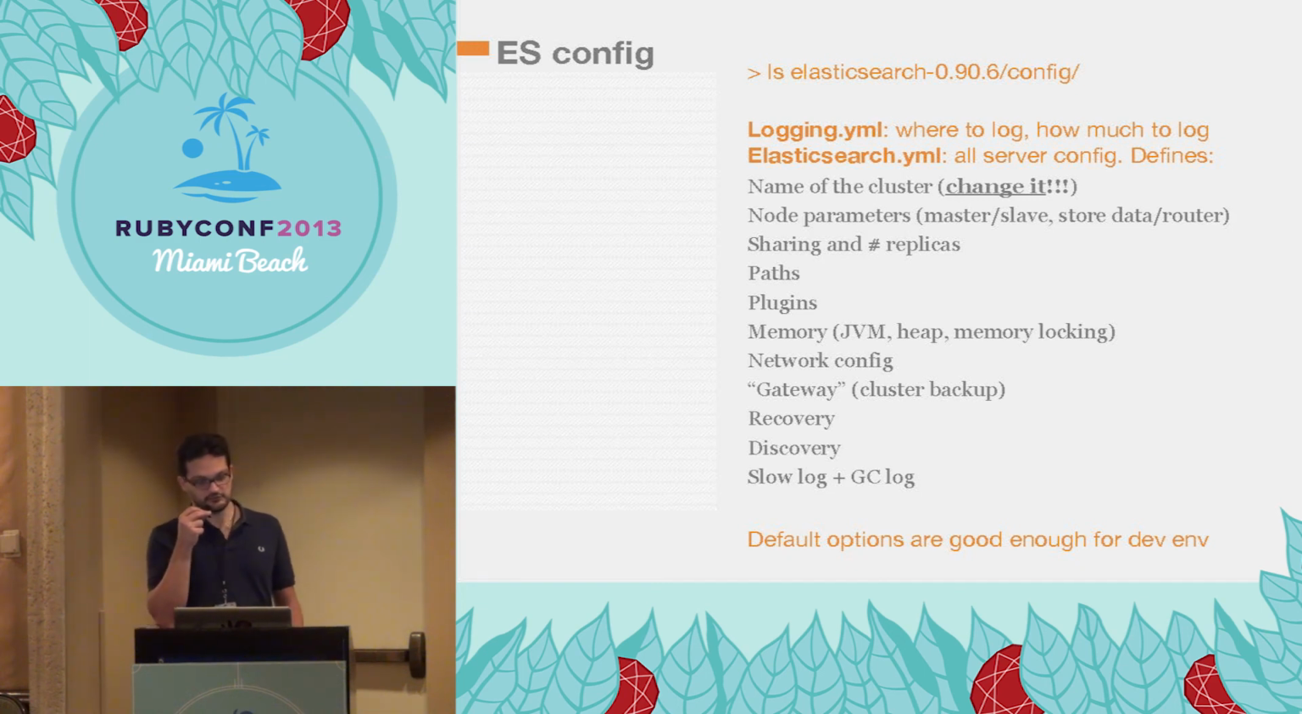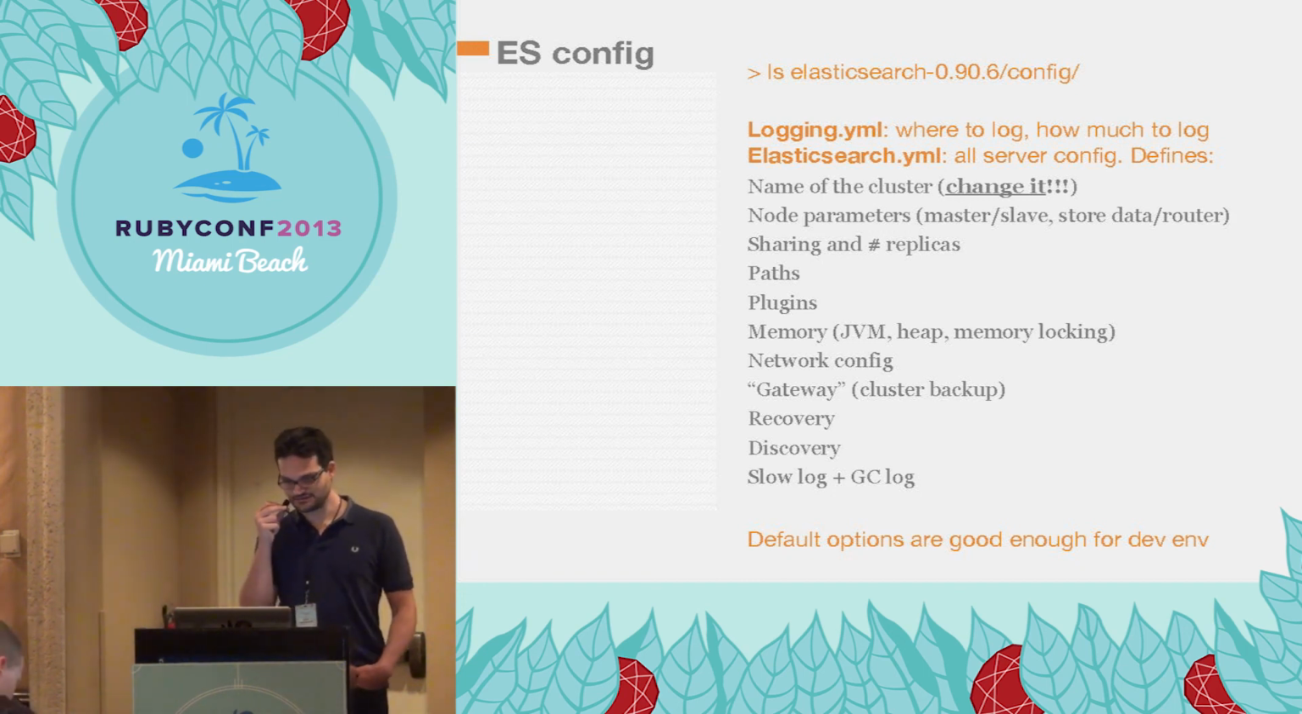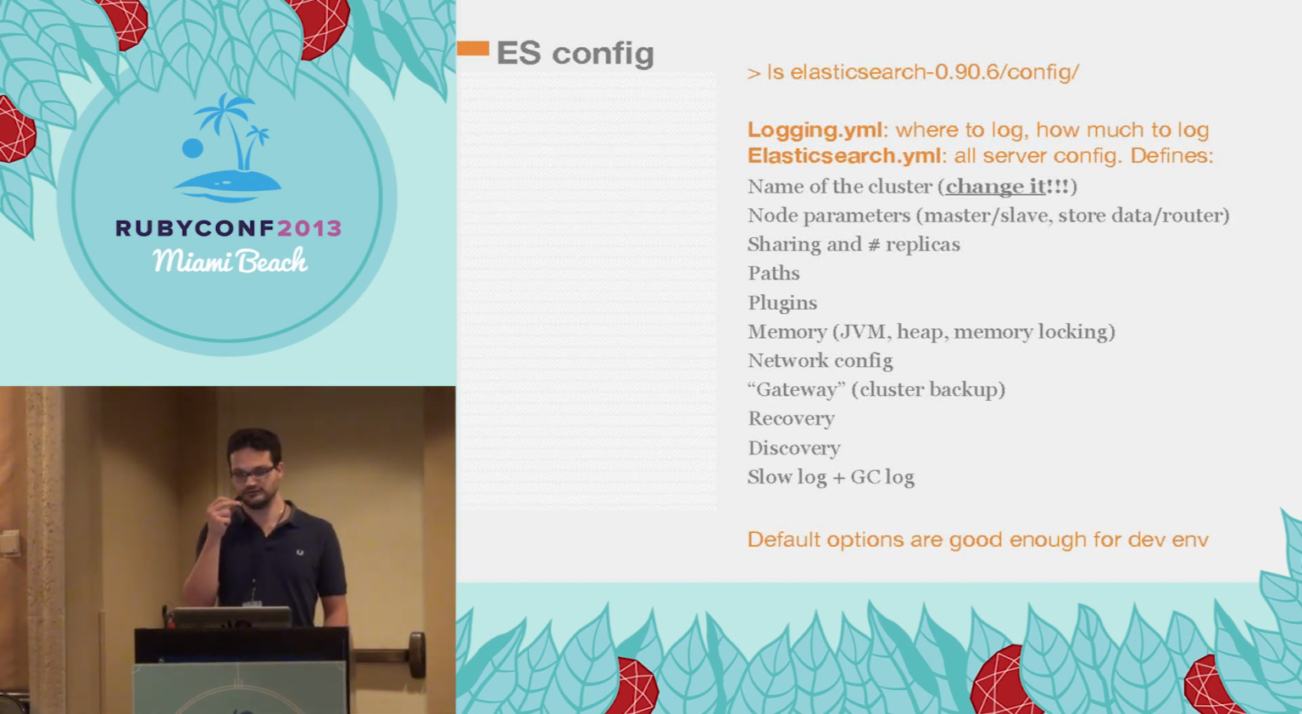The setting where you will spend the majority of your time in production is the memory. Elasticsearch is a Java beast, and you will need a lot of tuning for the JVM. In particular, to not run out of memory every time you run a facets query. And the other settings, again, you set once and you forget it.